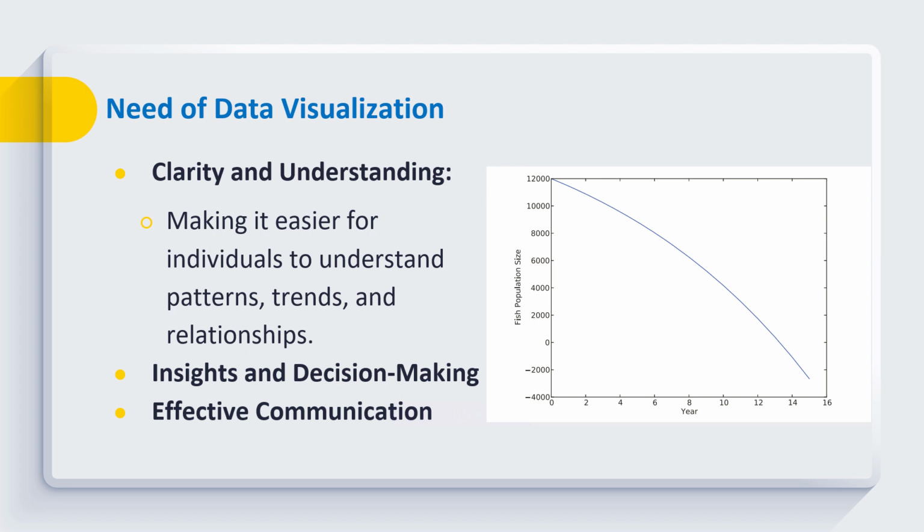And as discussed in our previous session, we wish to plot a graph for the fish pond problem statement, where we wish to have year on the x-axis and fish population on the y-axis, and we wish to see the trend of fish population on a year-by-year basis. So let's move to Spyder and implement this code.